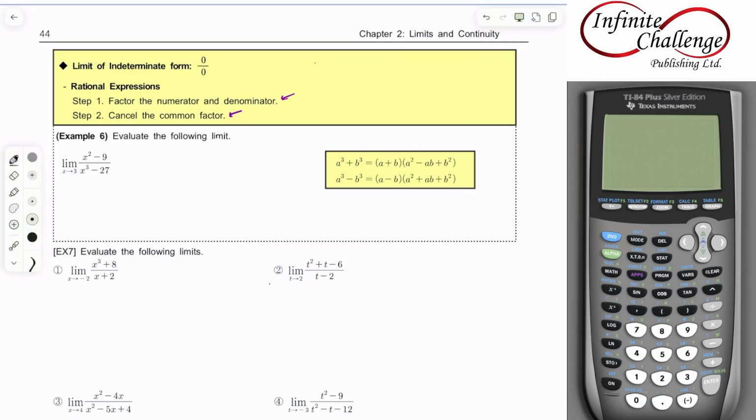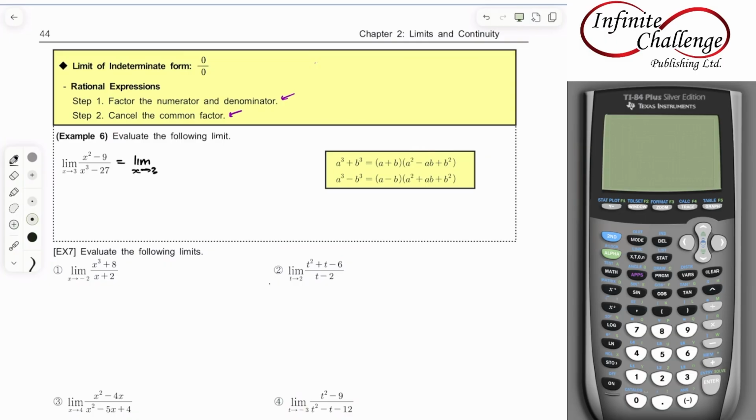Now the example follows the same route, where let's say we're given the limit as x approaches 3 of x squared minus 9 over x cubed minus 27. If I were to plug in 3 directly into all the values of x, I'll get 3 squared minus 9 over 3 cubed minus 27, which is 9 minus 9 over 27 minus 27. That's looking like 0 over 0. That won't do.